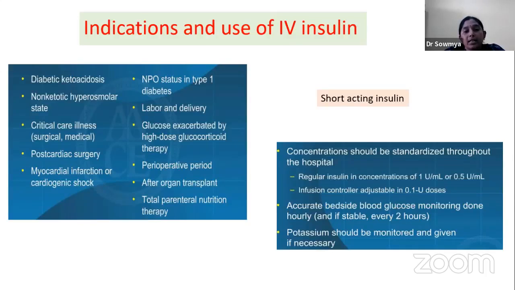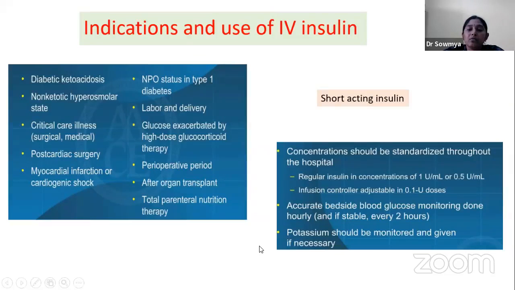Whenever glucose is exacerbated by high dose glucocorticoid therapy, usually we are seeing this in COVID situations, the perioperative period, after organ transplant, and with TPN, total parenteral nutrition therapy. In all these conditions, we are using insulin intravenously. So the concentration should be standardized throughout the hospital, and the infusion controller adjustable in 0.1 unit doses.